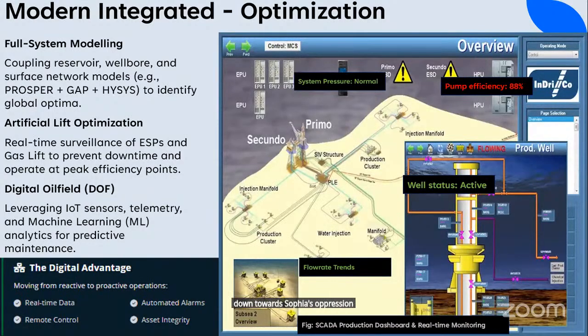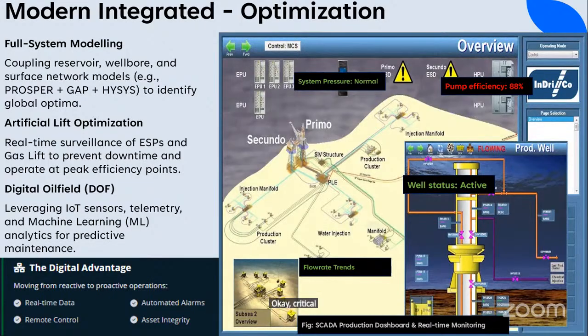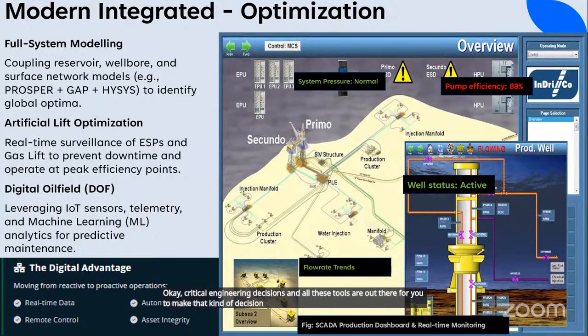So all this is to enable proactive decisions, mainly to enable you to make real-time decisions, because like I said from the beginning, if you want to optimize production, then you as an engineer have to make critical engineering decisions, and all these tools are out there for you to make that kind of decision. So you're moving from reactive to proactive operation. There's real-time data, there's remote controlling, there's automated alarm, there's asset integrity.